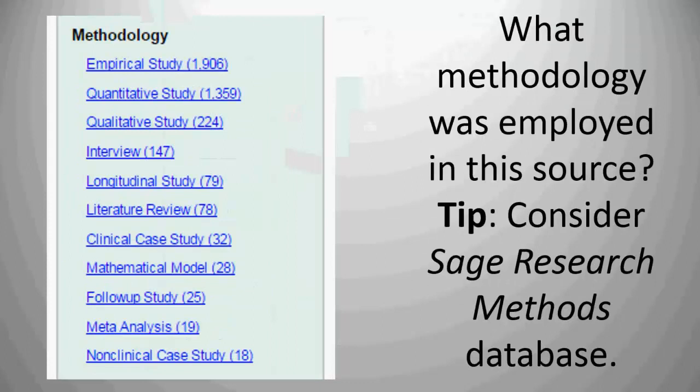to? What methodology was employed in this particular source? Was it a quantitative study or a qualitative study? Both of those are empirical studies, meaning that they gathered data. Some other things listed here: a longitudinal study is a long-term study. Literature reviews look at a variety of articles written on the topic, and a meta-analysis mathematically analyzes studies that are done, usually quantitative studies, on a particular topic.